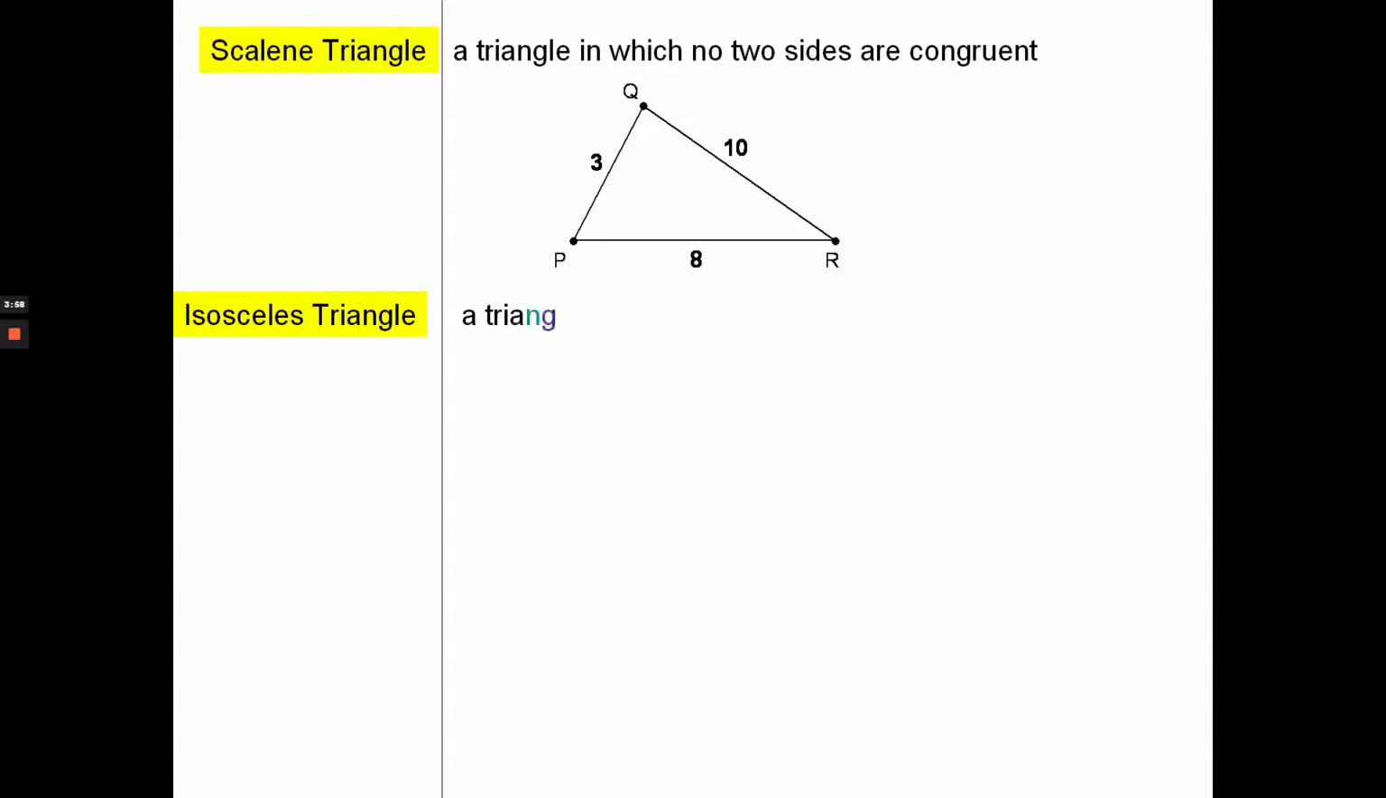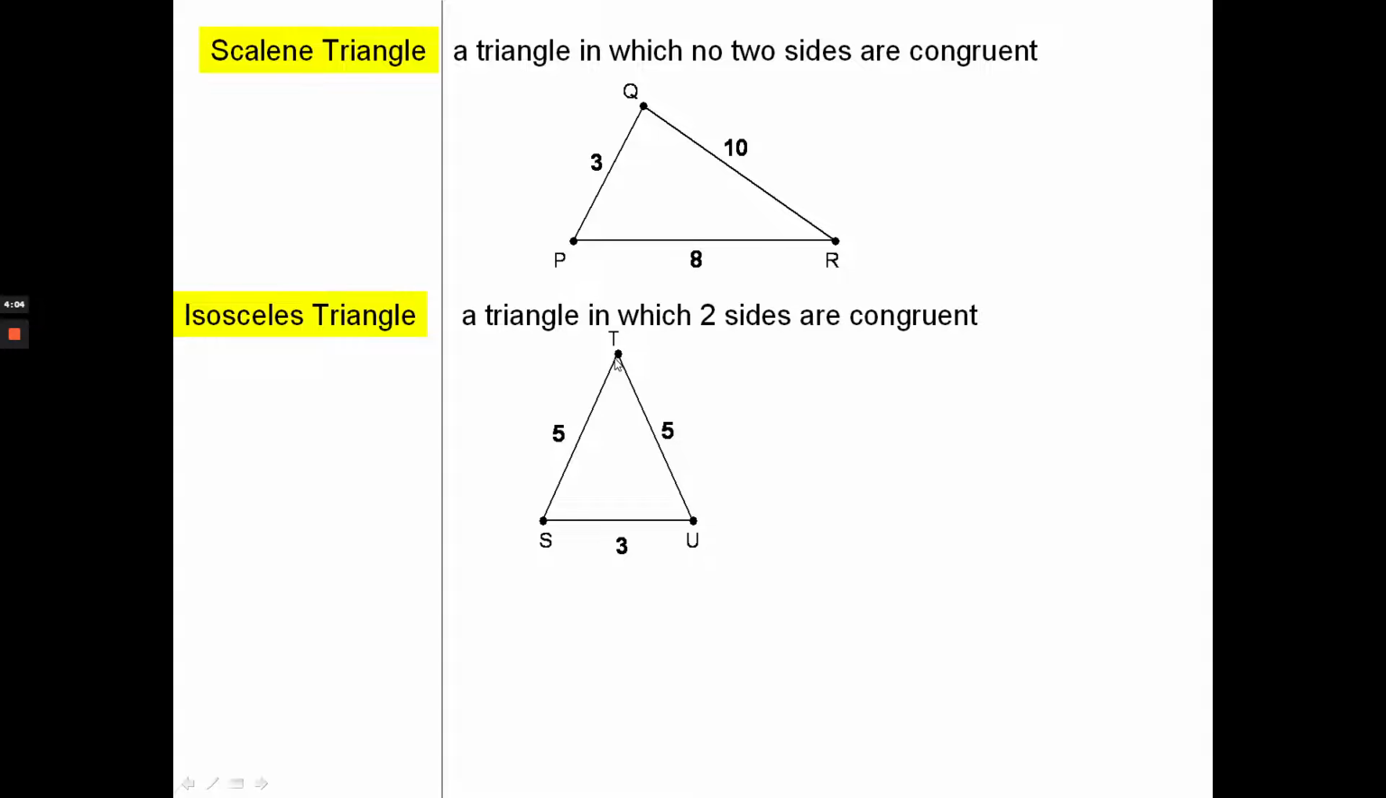An isosceles triangle is a triangle in which two sides are congruent. Okay, so I have TS being 5 and TU being 5. Another way to show it is our congruent marks. I have marked DE and EF as being congruent, which means two sides are congruent. So triangle DEF is also an isosceles triangle.